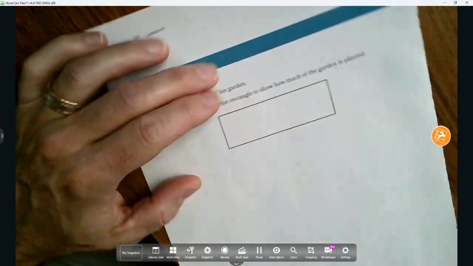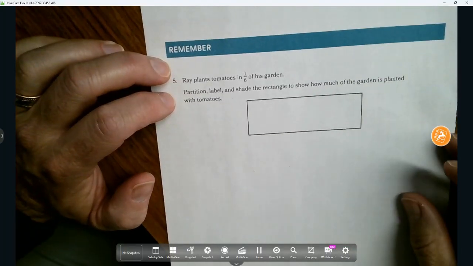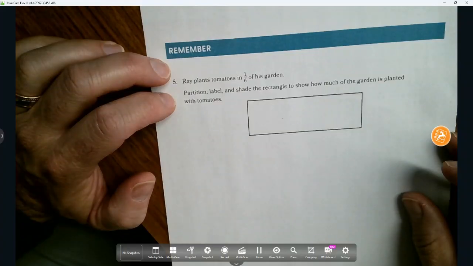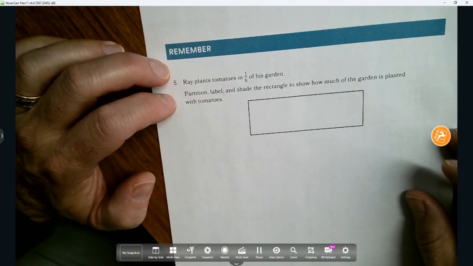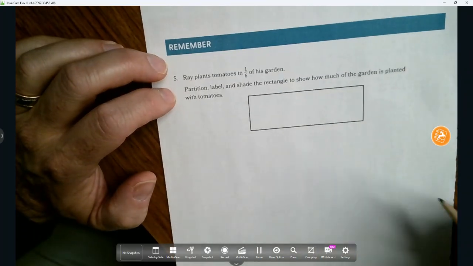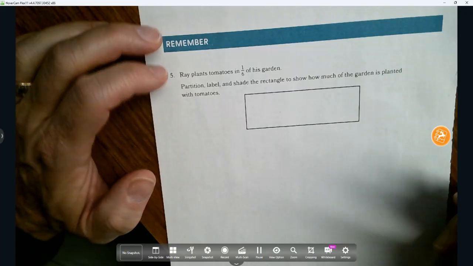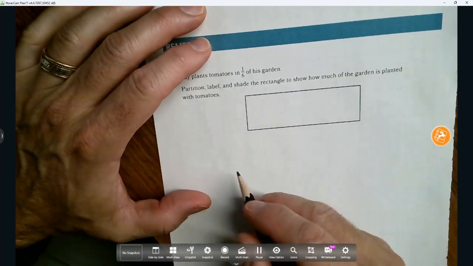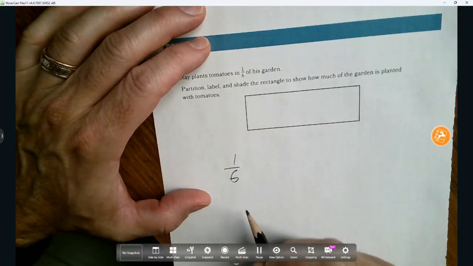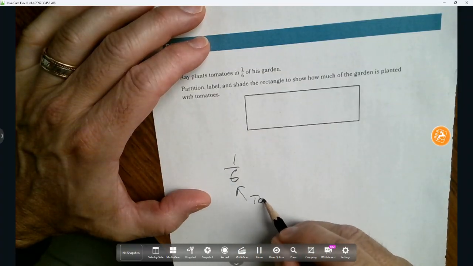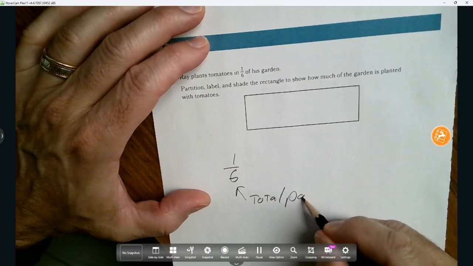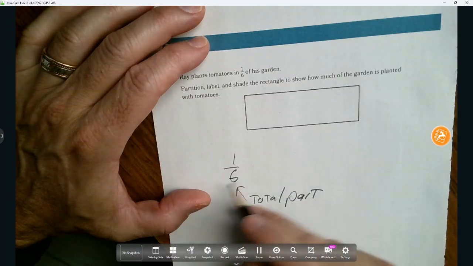Let's look at the back. Ray plants tomatoes in 1/6 of his garden. Partition, label, and shade the rectangle to show how much of the garden is planted with tomatoes. So 1/6. Fractions is something we haven't done a ton with, so I'm going to help with this. 1/6 tells you how many total parts. So total parts, that's for the whole thing.